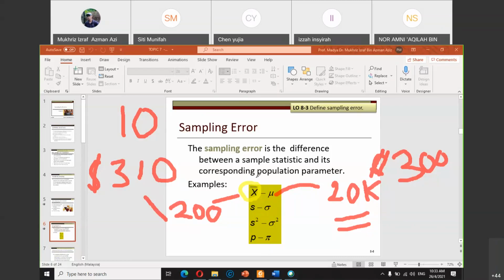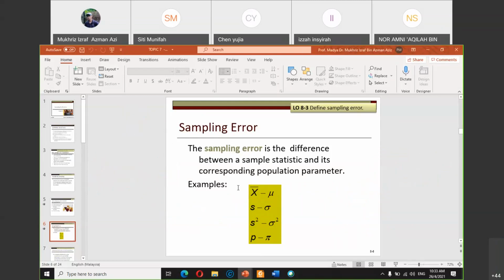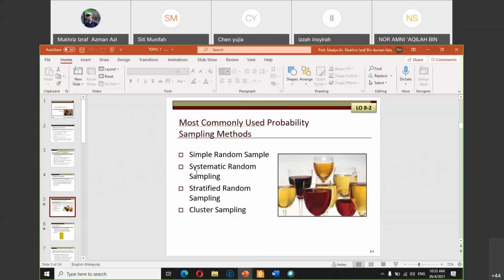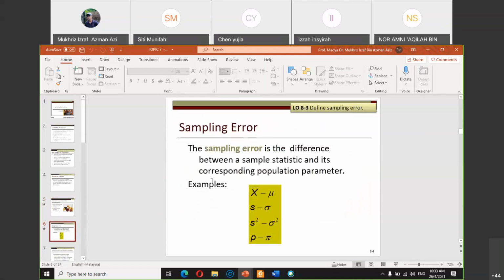So the reality is whenever you do a survey or a study based on sample data, the objective of the sampling matters. As we discussed before, there are several methods to collect your data: simple, systematic, stratified, cluster, and other methods not mentioned here. Why do you need to follow the guidelines and the steps when you collect your data? One reason is to minimize the sampling error, because you want X bar to be as close as possible to the population mean. The same goes for the standard deviation of the sample. So you want to minimize the difference.